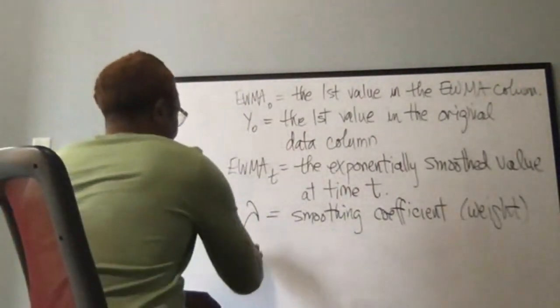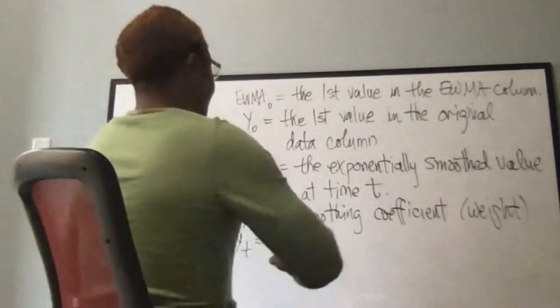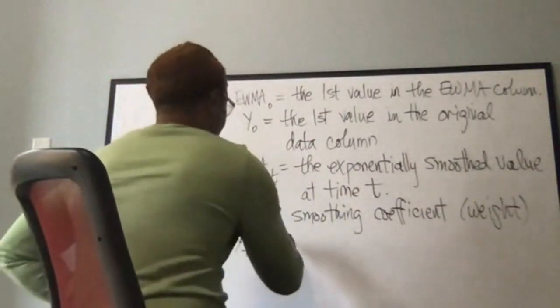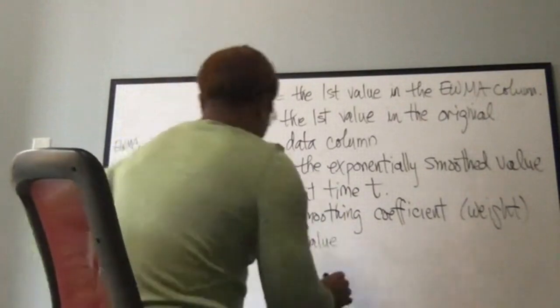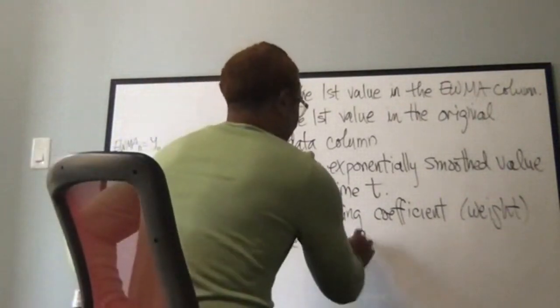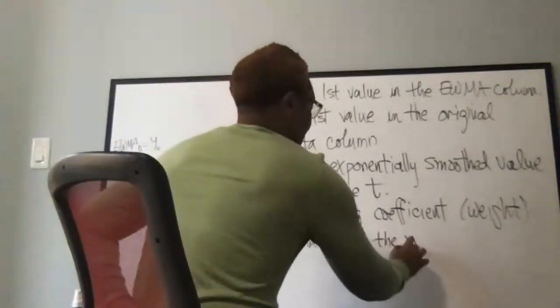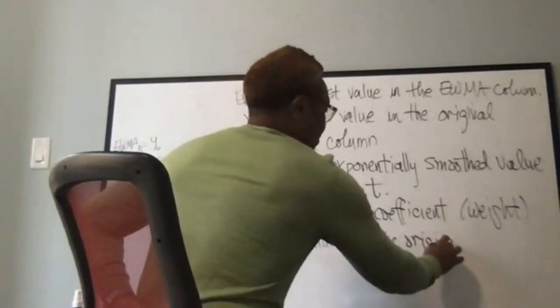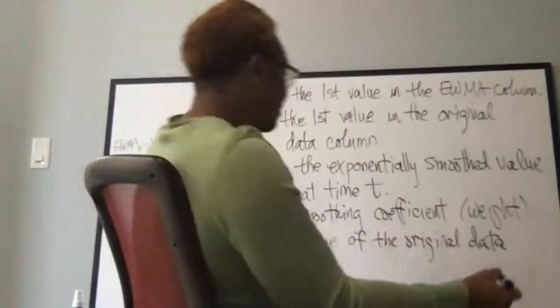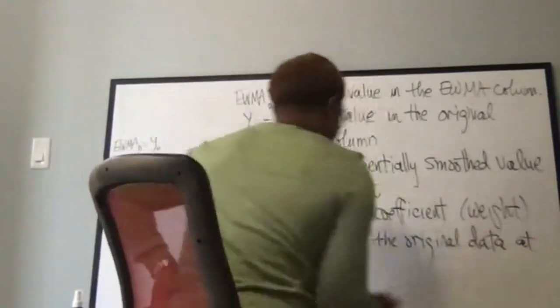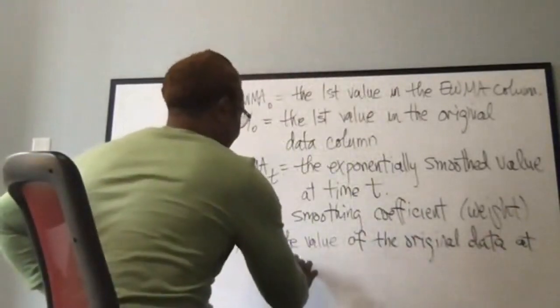Y sub t equals the value of the original data. Okay, so this is the value of the original data at time t.